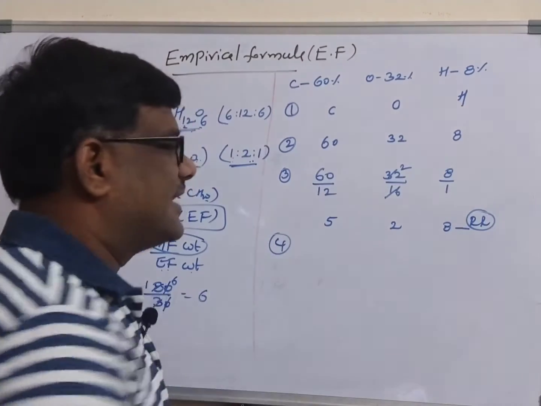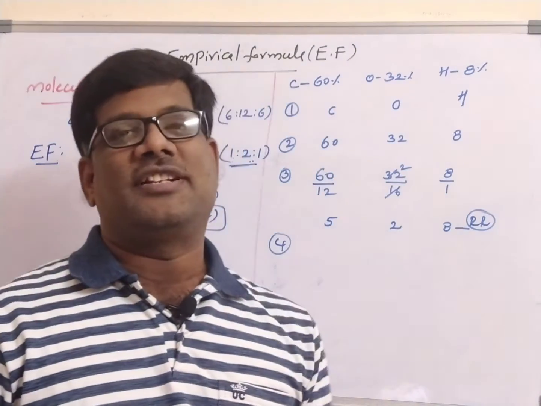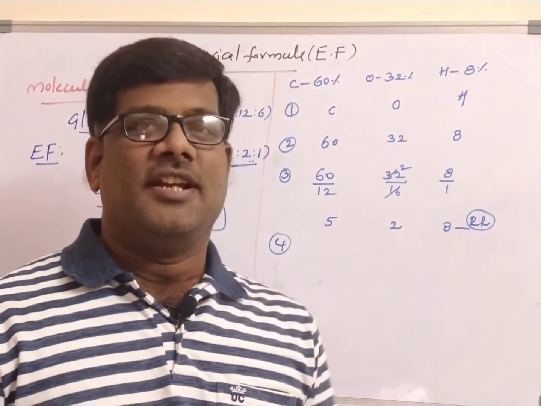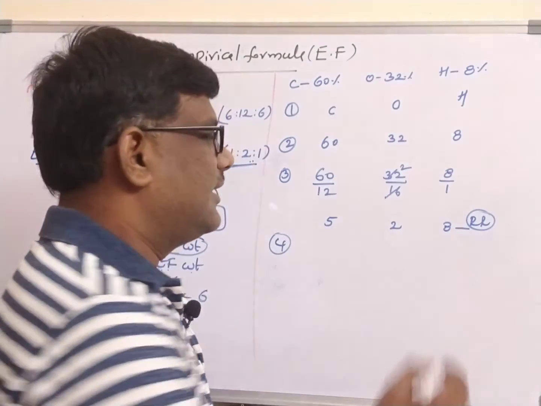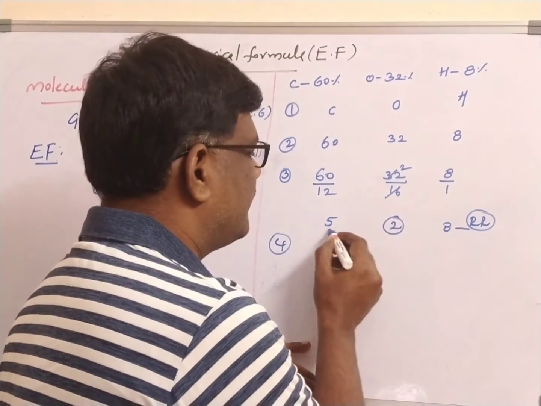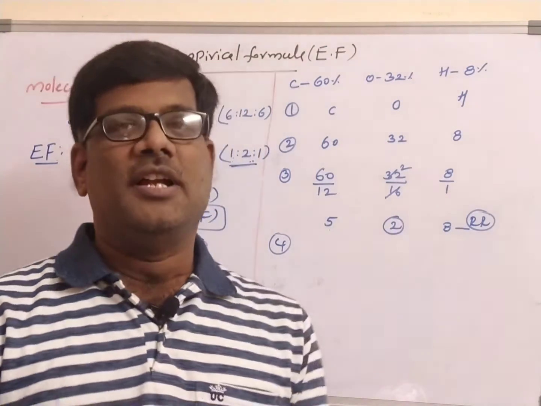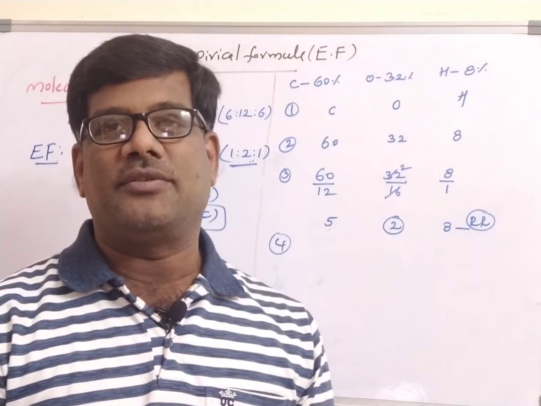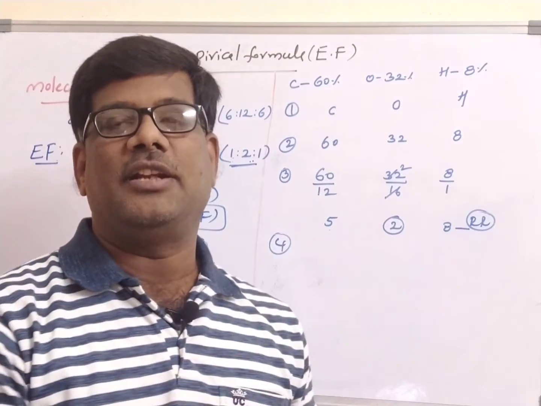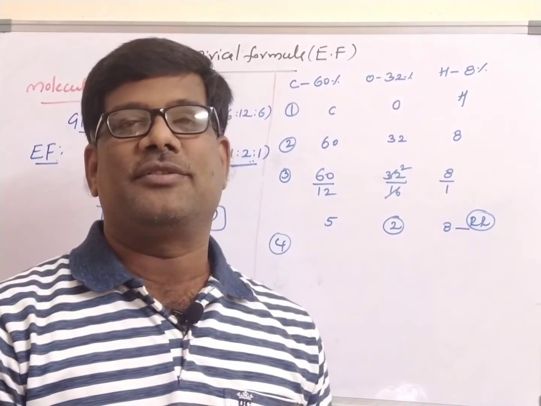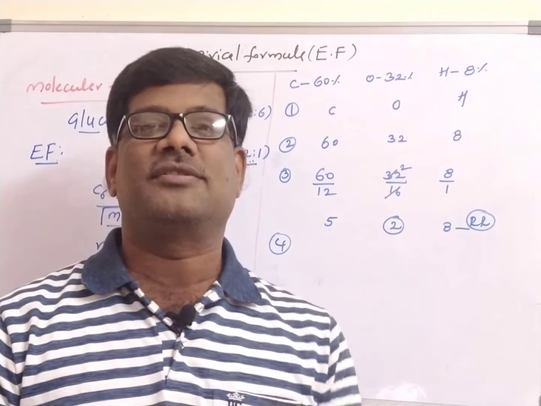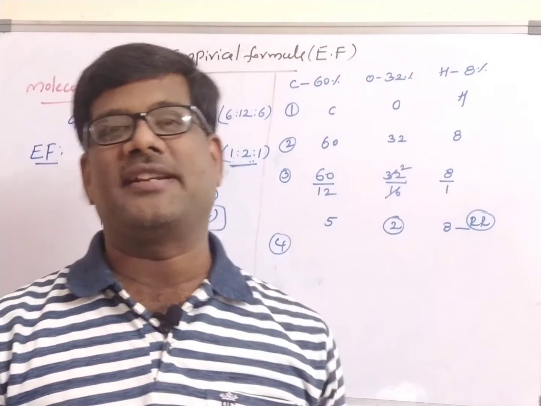Fourth one. Select the smallest relative ratio. Among the relative ratios, now you have to select the smallest relative ratio. Here the smallest is 2. 5, 2, 8, the smallest is 2. Take the smallest relative ratio and divide all the relative ratios with it. Then you will get the simplest ratio. That simplest ratio is called the empirical formula.